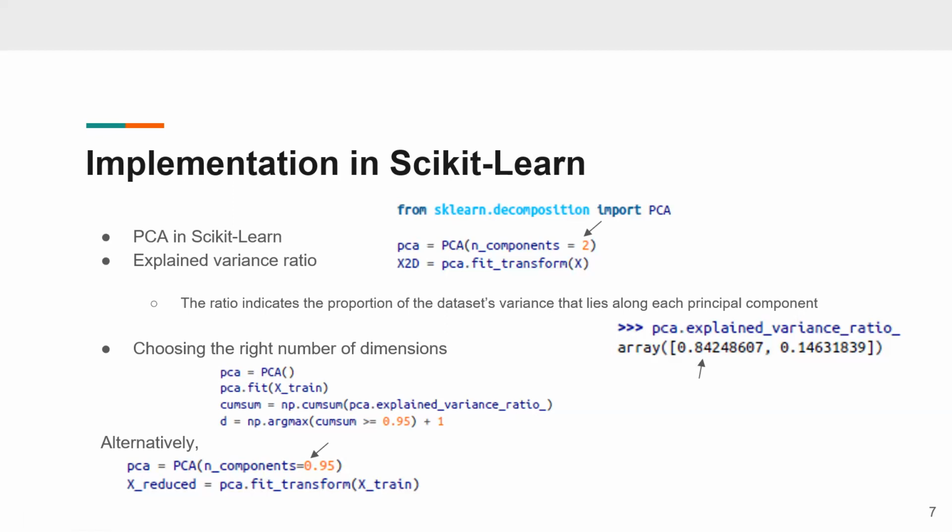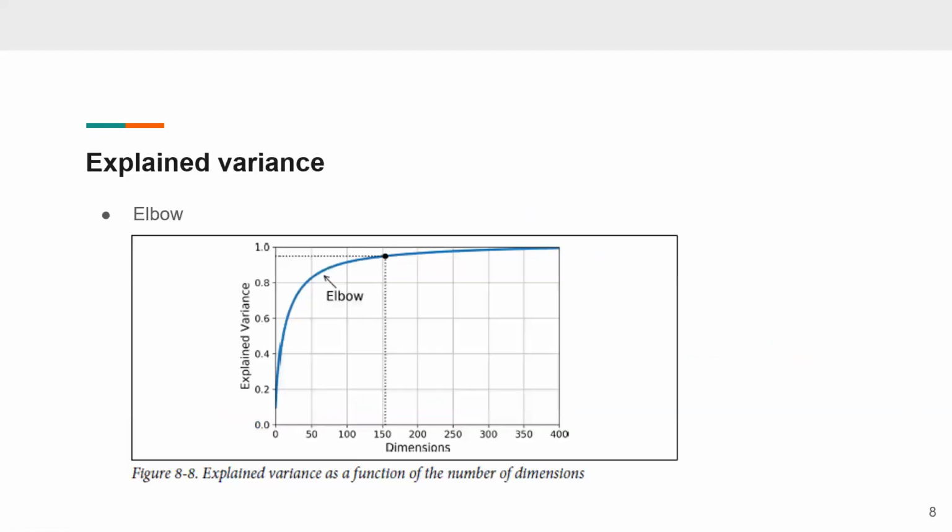If you use an integer, then it's the number of components. If you use a fraction between 0 and 1, it automatically figures out the first several principal components for you in the PCA algorithm in scikit-learn. So essentially, this is an alternative to what has been done here. This is more like a general case.